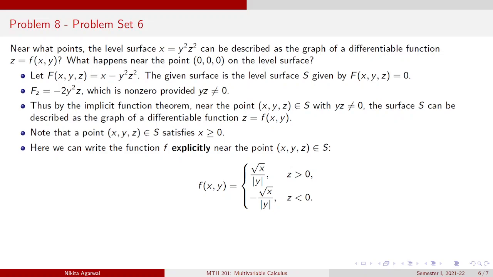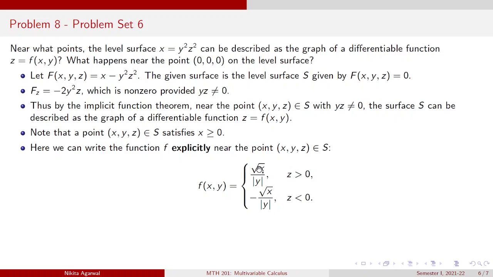Also, in this particular case, you can express z as a function of x and y explicitly. So, you have an explicit expression for this little f. And what is that explicit expression? You just bring y square on the left and you compute z. Now remember that this explicit expression is only possible when y is non-zero, right? But if yz is non-zero, y will also be non-zero. Therefore, these are legitimate expressions.